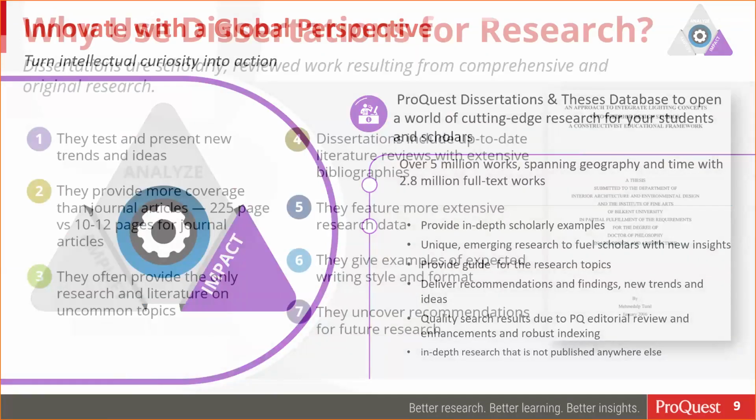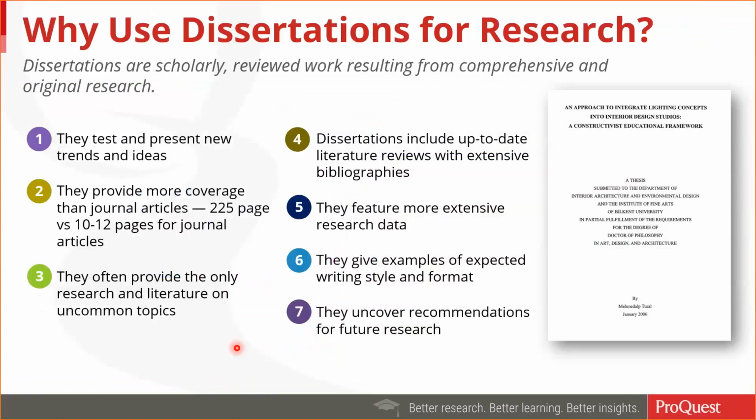So basically I have talked about some of the other reasons why you use a dissertation or thesis. If you notice, it provides more coverage than a journal article. You have almost 200 over pages versus journal articles, which are usually very short, 10 to 12 pages or even below 20 pages. So this is a very in-depth analysis compared to a journal article. That's why it's important to have a review on this platform. Of course, the rest of it I have already covered.